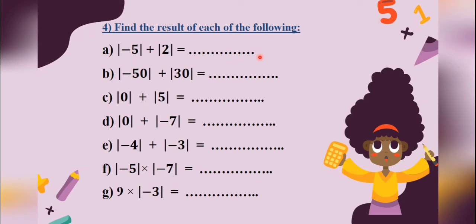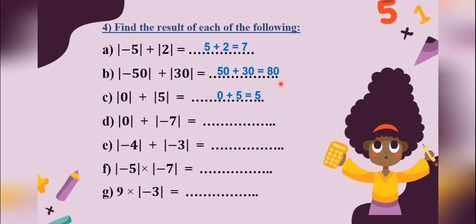Okay, next question. Find the result of each of the following. Absolute value of negative 5 plus absolute value of 2. Absolute value of negative 5 is 5, plus absolute value of 2 is 2. So 5 plus 2 equals 7. Number B, absolute value of negative 50 plus absolute value of 30. Absolute value of negative 50 is 50, plus 30 equals 80.